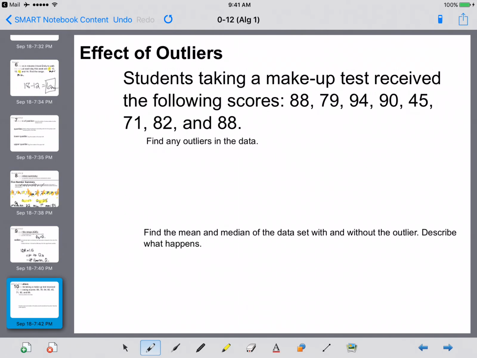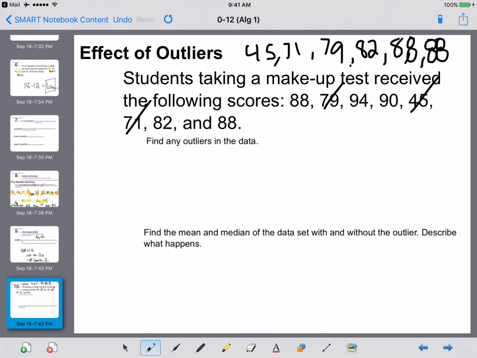So students taking a makeup test received the following scores. We want to find any outliers of the data. So what we need to do is put these in order. So we got 45. And being more careful this time, 71, 79, 88, oh, see, I already missed 82. 82, and then there's two 88s. 88, 88, 90, 94. I'm getting kind of squishy here. I don't know how that just happened.